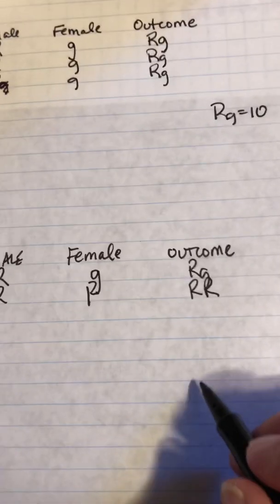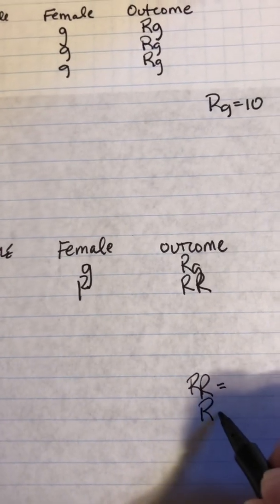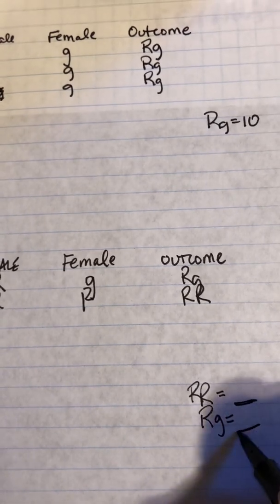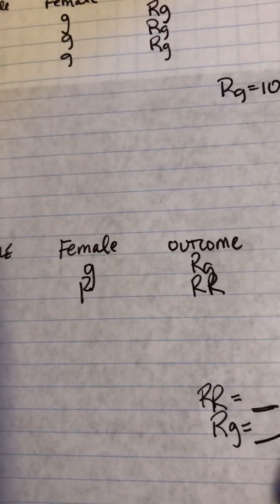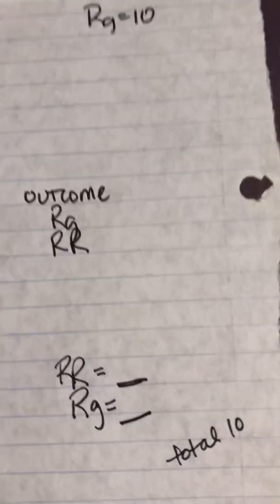So for the next answer, when you're all done, you're going to fill in how many you got RR and how many you got RG, and those should equal 10. Right? Because you're going to do it 10 times.